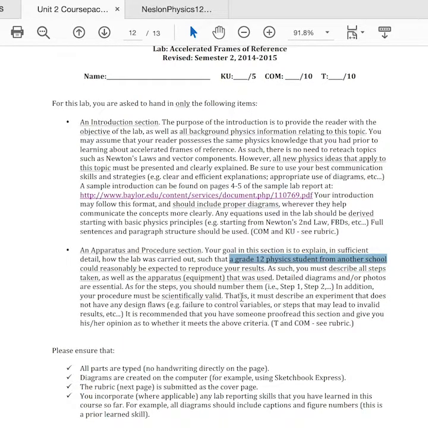The other thing that I'm going to be looking for is whether the procedure that you've laid out is scientifically valid. So I'll give you an idea of what that means. If you think back to the lab that we did back in grade 11 on acceleration due to gravity, do you remember how you did that?